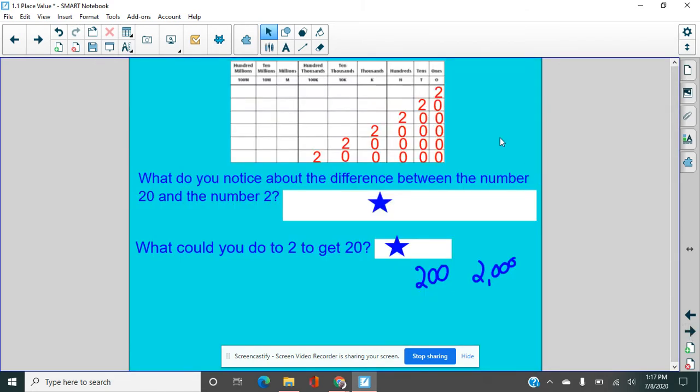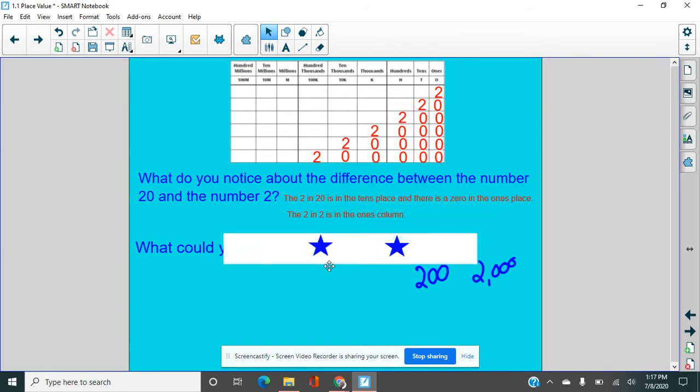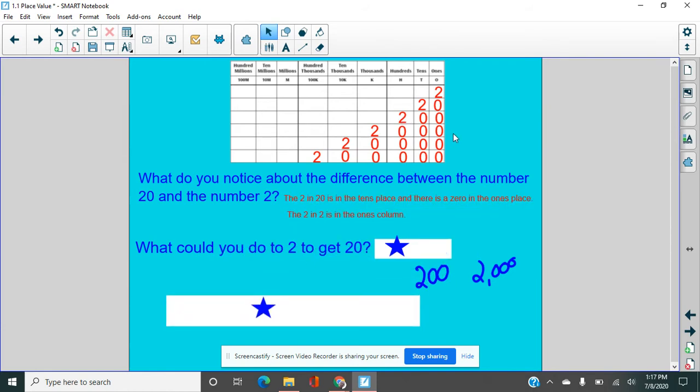We can see this in a place value chart like this, right? If we have a 2 here, right, it's worth just 2. If we move that 2 over, now it's worth 20. If we move that 2 over again, now it's worth 200. So what's happening here, right? The difference between the 2 and the 20 is that the 2 and the 20 in the tens place, right?